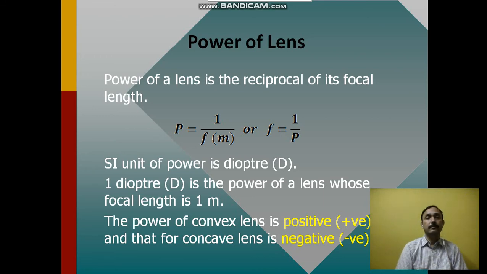Power of a lens. The power of a lens is the reciprocal of its focal length. So P is equal to 1 by F in meter, or F is equal to 1 by P. The SI unit of power is diopter, commonly represented by D. 1 diopter is the power of a lens whose focal length is 1 meter. The power of a convex lens is positive, and that of a concave lens is negative.